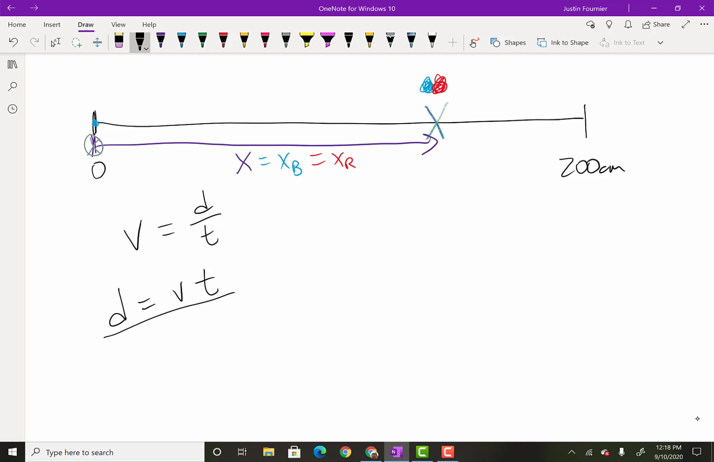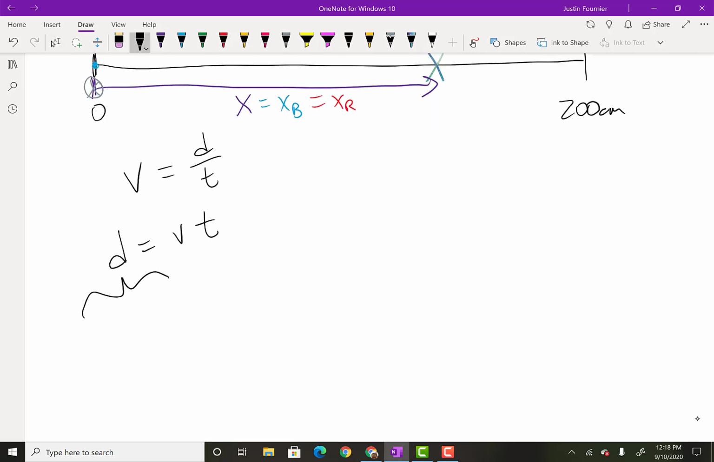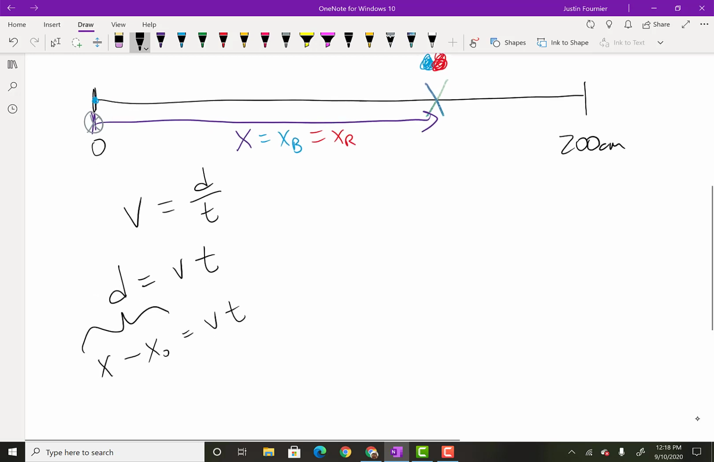Often we call it delta x. But it's important to remember, for this problem, that delta x is actually the final position minus the initial position, which equals the velocity times the time. And we're going to make a delta x equation for both the blue car and the red car.